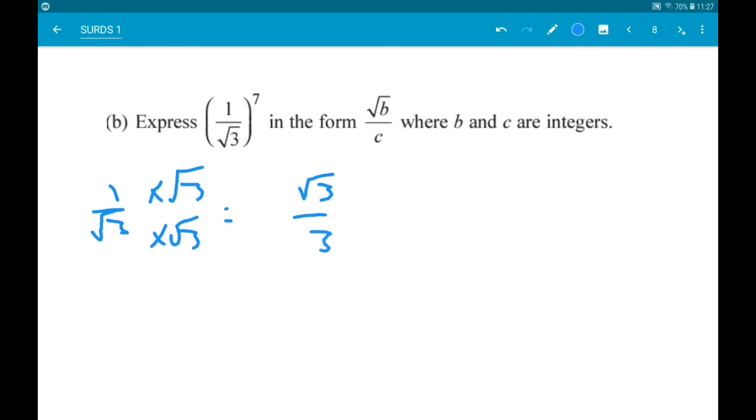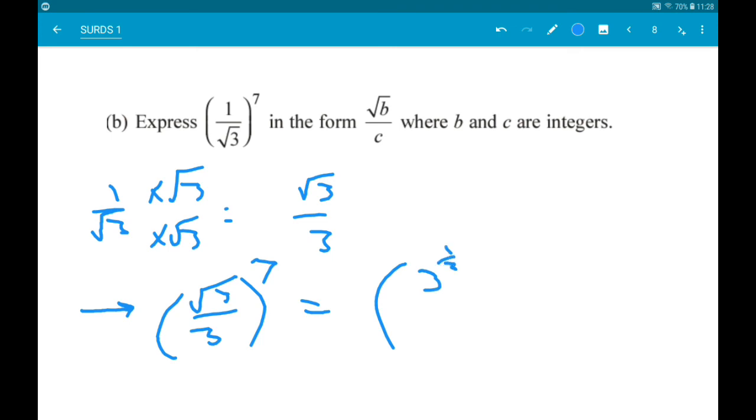That means then we now have root 3 over 3 to the power of 7. Now this is where we're going to convert from a surd to indices. A square root is a power of 1/2. So this is 3 to the half over 3 to the power of 7.